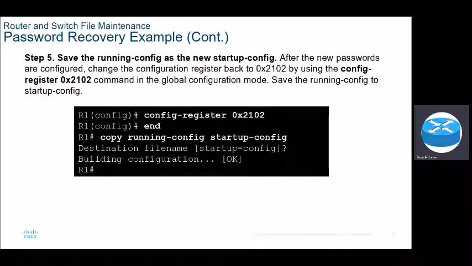Now, there's no config register on a switch. So what you need to do is actually rename the startup config file to a different name. So you might put -old on the end of the file name. So you rename the file, and then when it boots, it won't find the startup config file. It will just find nothing, and so it will boot as if there's no config. And so that's your way around.